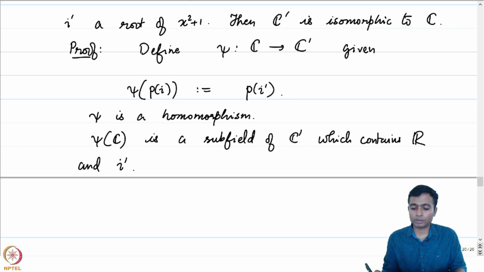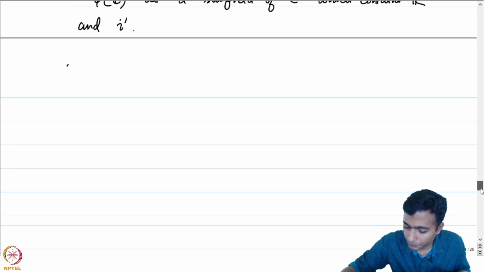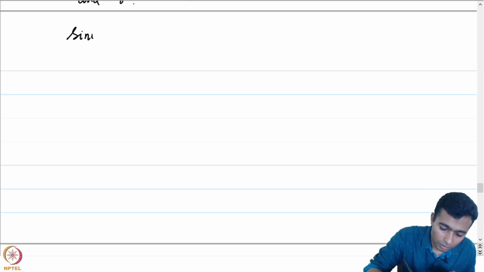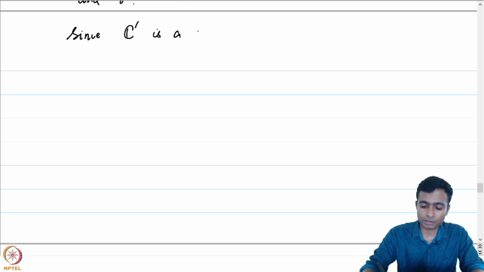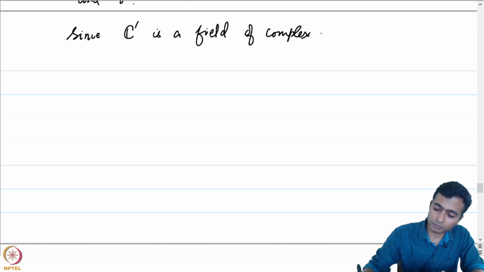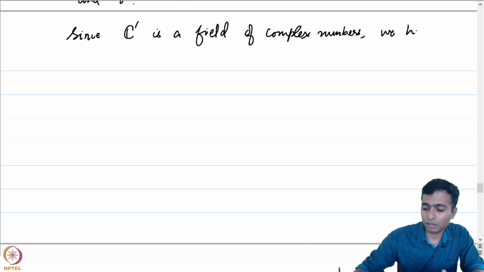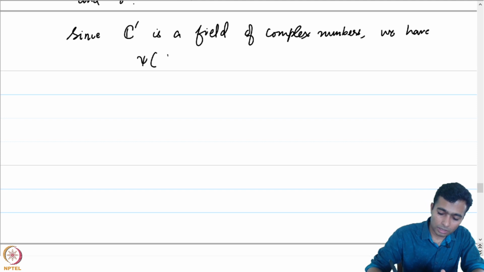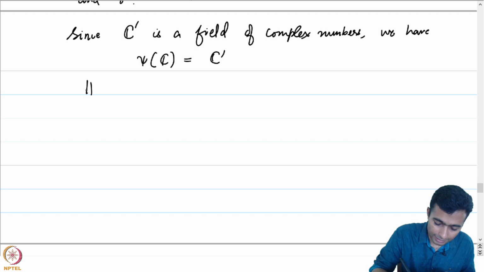And what can we say about such a subfield? Since C prime is a field of complex numbers, this forces psi of C to be the entire C prime, and hence psi is a field isomorphism.